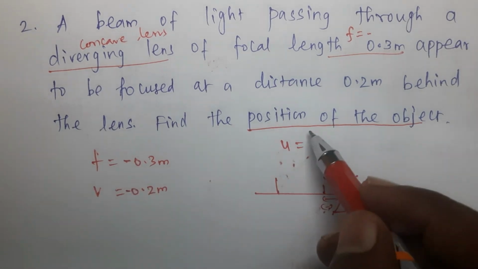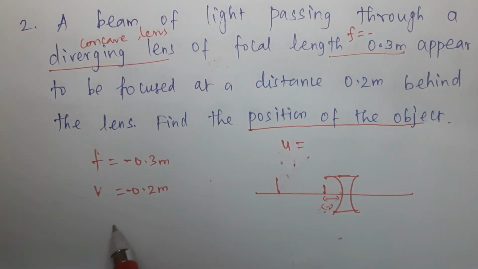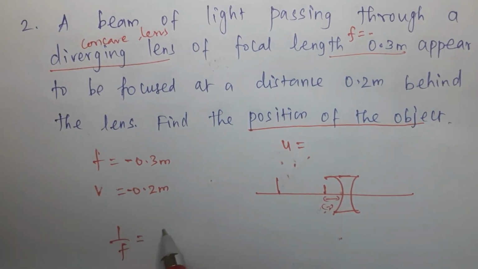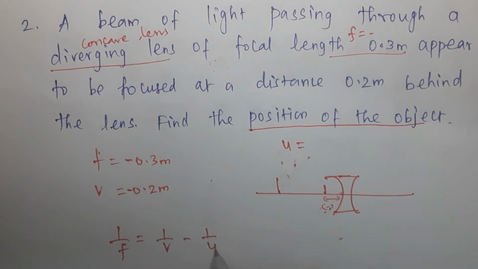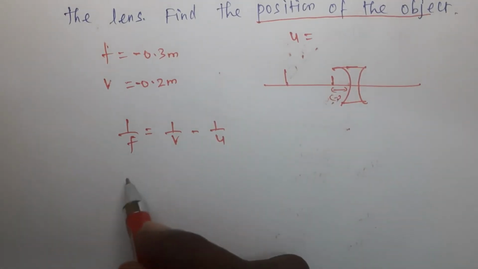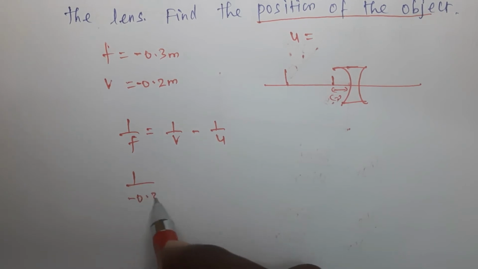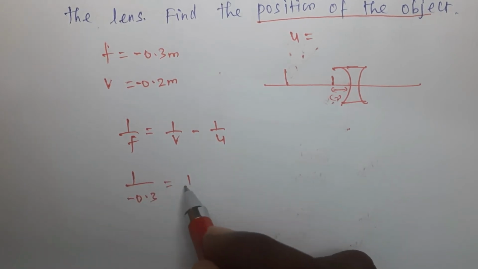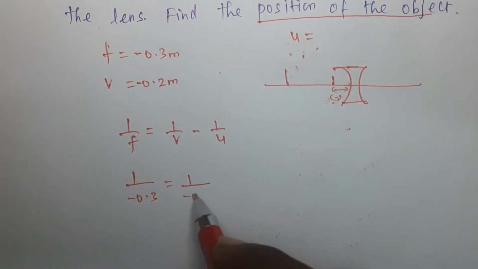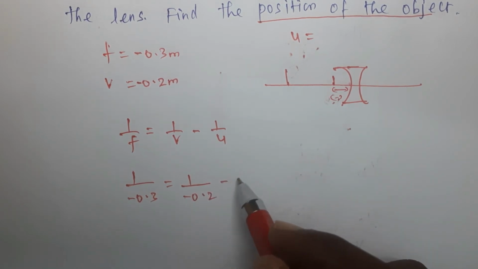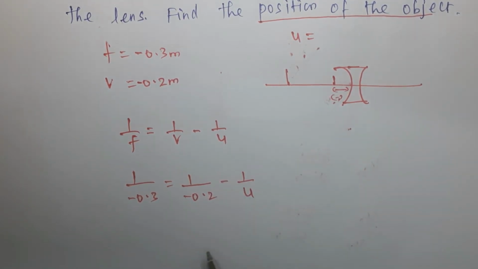Now we have to find out u. So the formula, we know the lens formula: 1 by f is equal to 1 by v minus 1 by u. 1 by f value is minus 0.3 is equal to 1 by v value, which is minus 0.2, minus 1 by u, which should always be negative, already we know that.